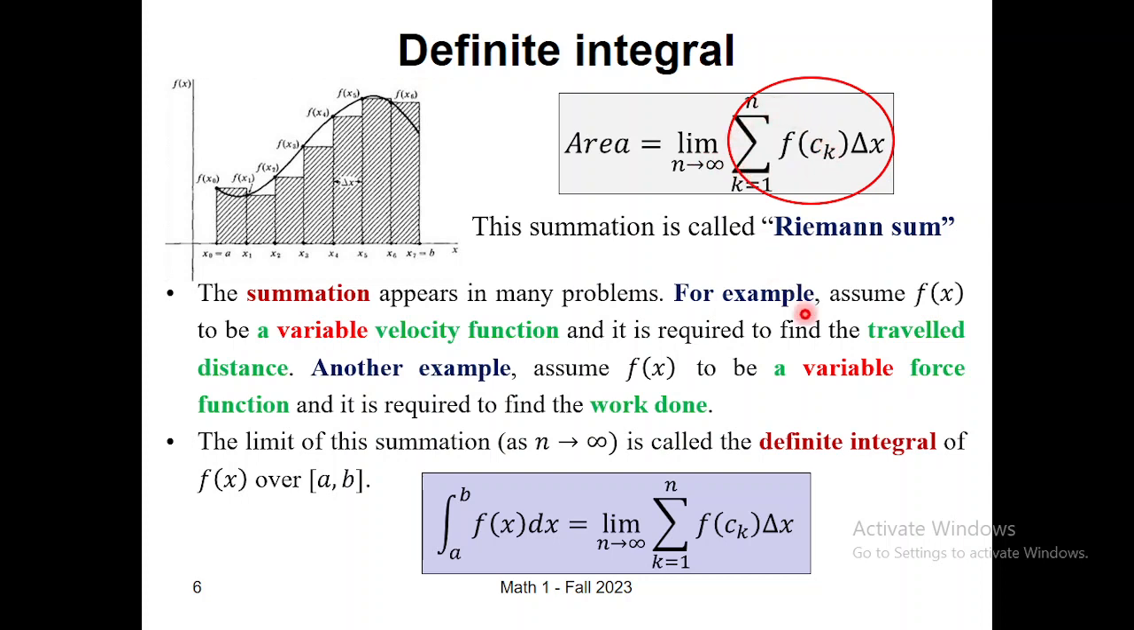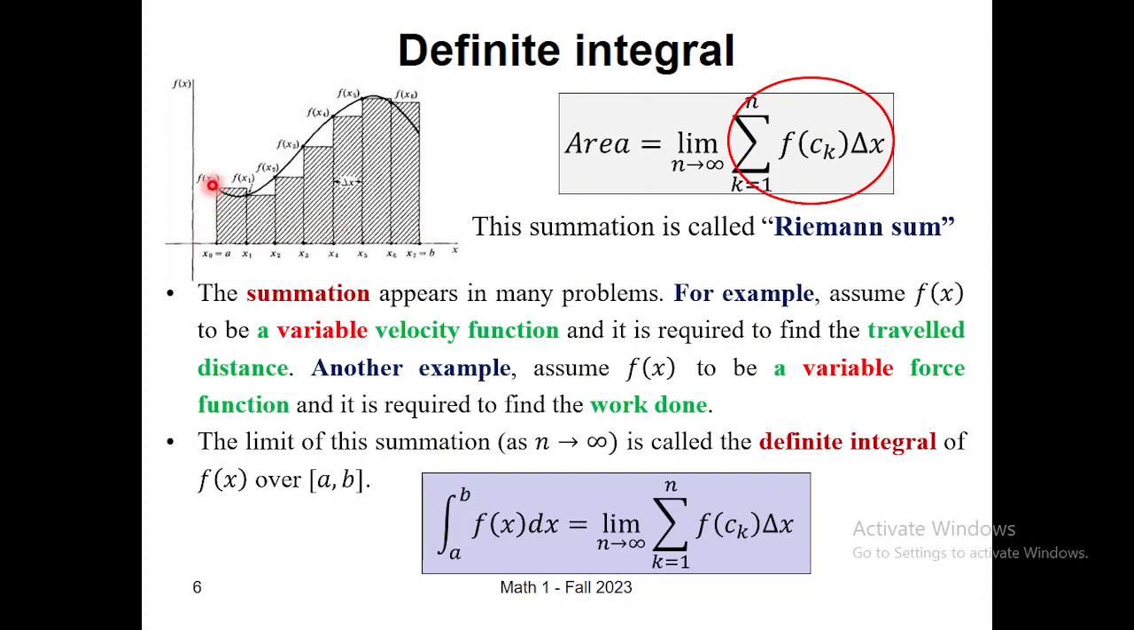Not only this problem, many problems. Consider, for example, this function represents a force function. Somebody is moving and the acting force is a variable force function. It is a function of the position of this object. If this force is a constant, then you can compute the work done to move the object from this position to this position by simply multiplying this constant force by the distance, f times d.